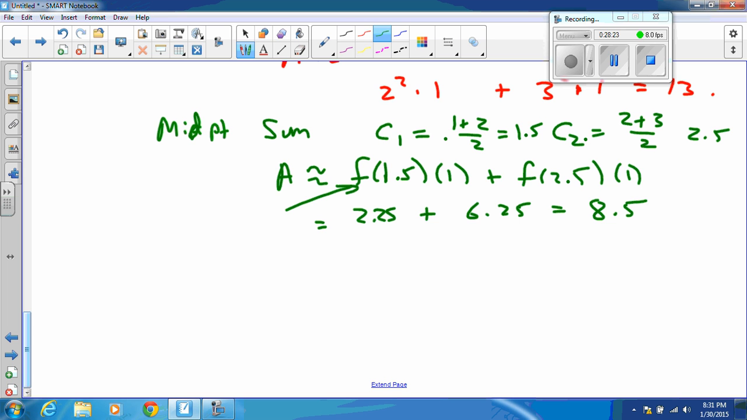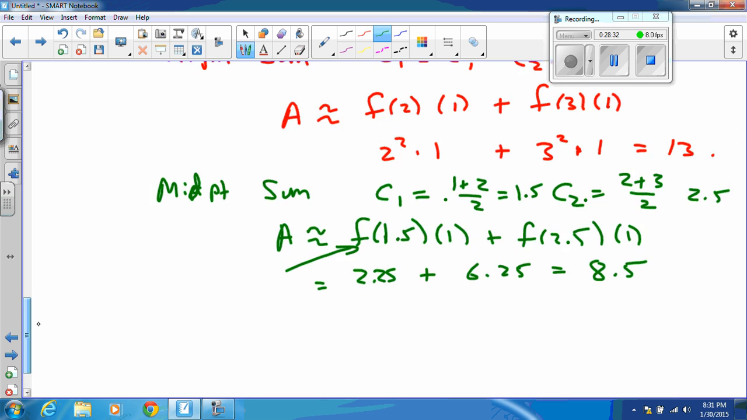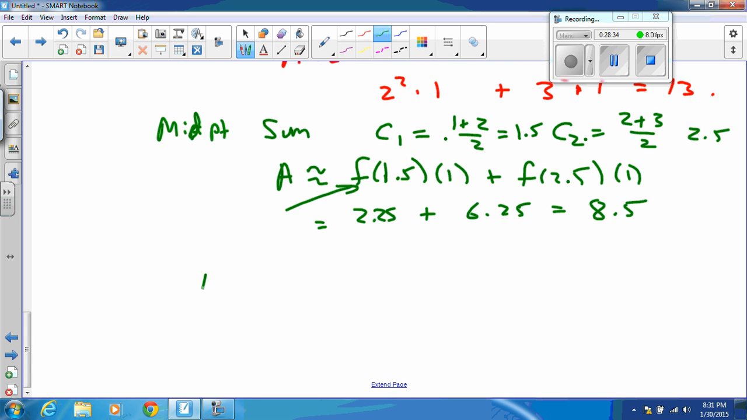Generally speaking, for a given n, the midpoint sum is more accurate than either the left or the right. But it's a little bit more of a pain in the neck because you have to go through and compute your c sub i's. So there's a trade-off. How much work do you want to do versus the accuracy that you want to obtain?